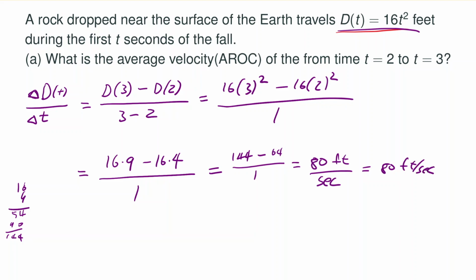So on average, from 2 to 3 seconds in this interval, for each second, the average speed was 80 feet per second.